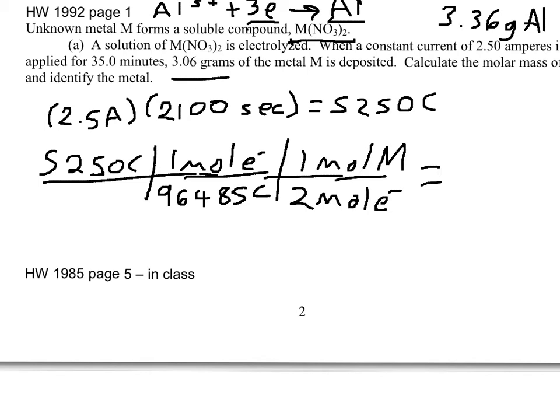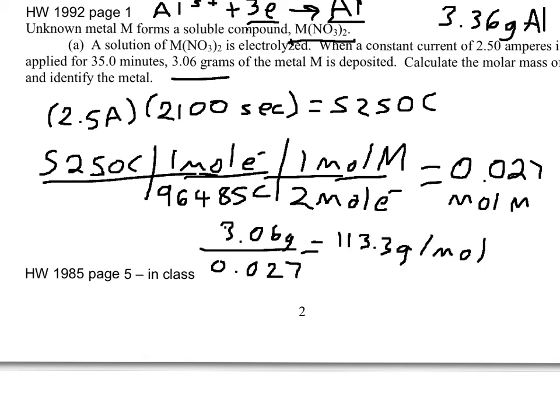And if I take mass and divide it by moles, I'll get molar mass. And I get a molar mass of about 113.3. If I look on my periodic table, I want something that has a molar mass close to that and also has a charge of plus 2. And cadmium looks like my best bet.